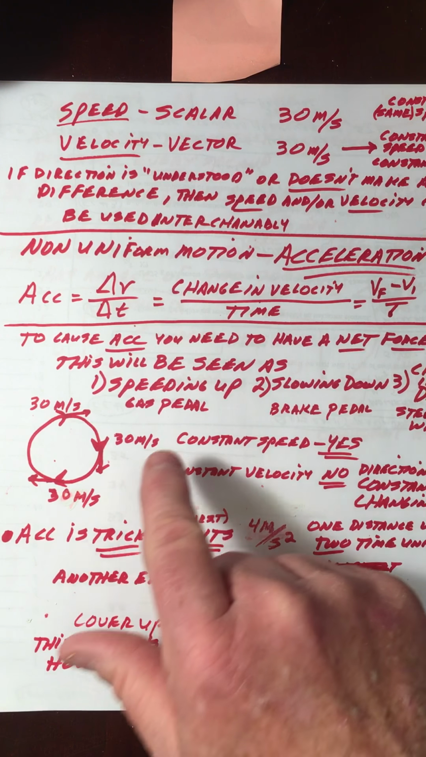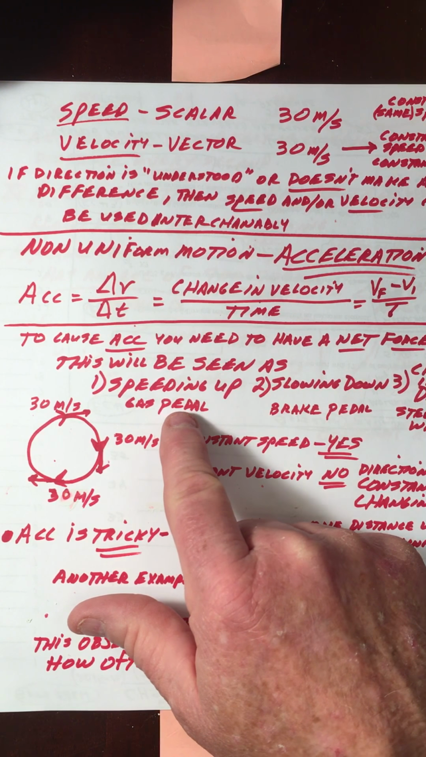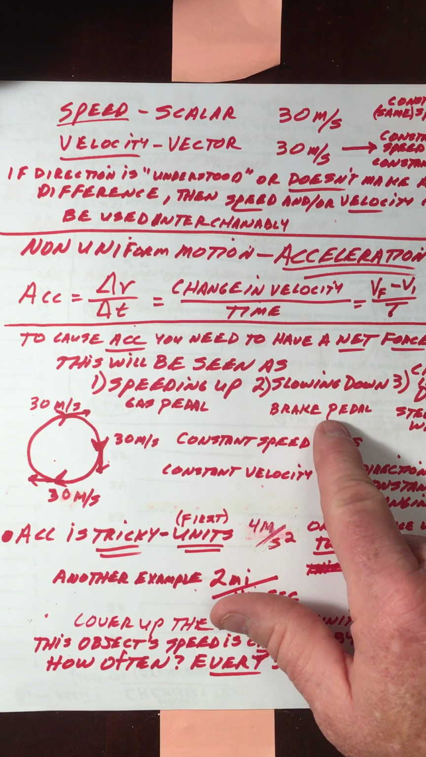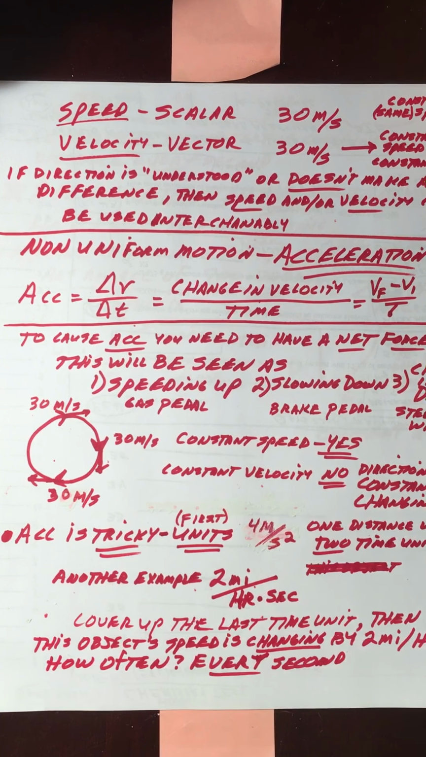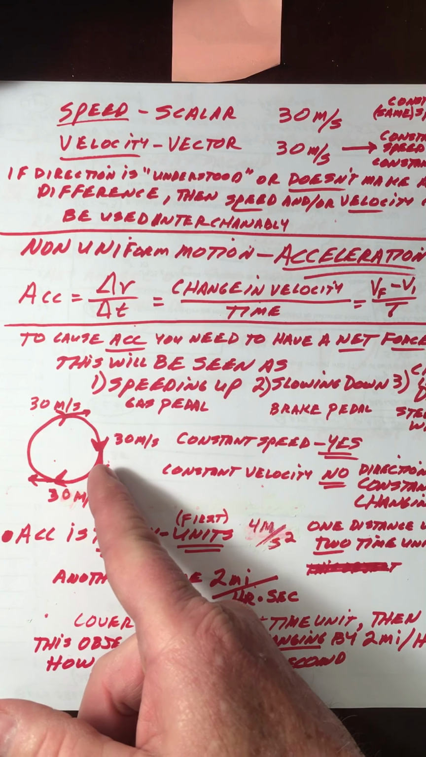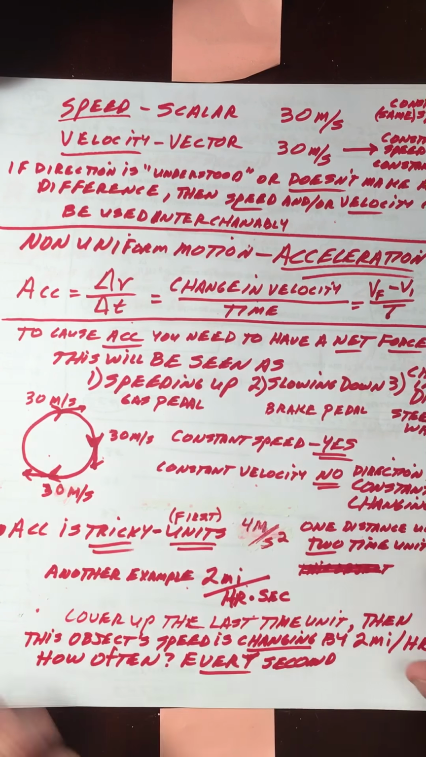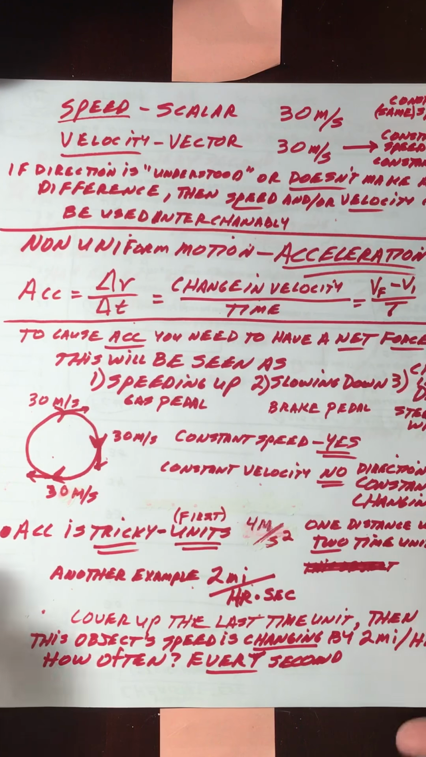So in a car, there are 3 controls that can do that. The gas pedal can speed me up, the brake pedal can slow me down, and the steering wheel can also change my direction. Now, this is interesting in the book. They had a car going in a circle at 30 meters per second, or whatever speed they were going, and it was going in a perfect circle.